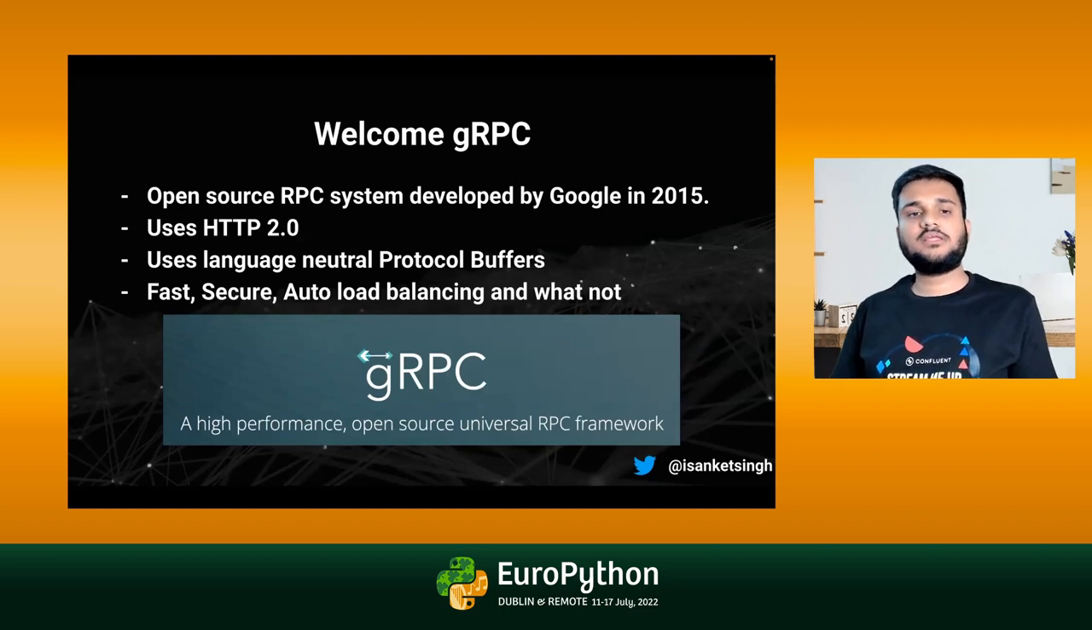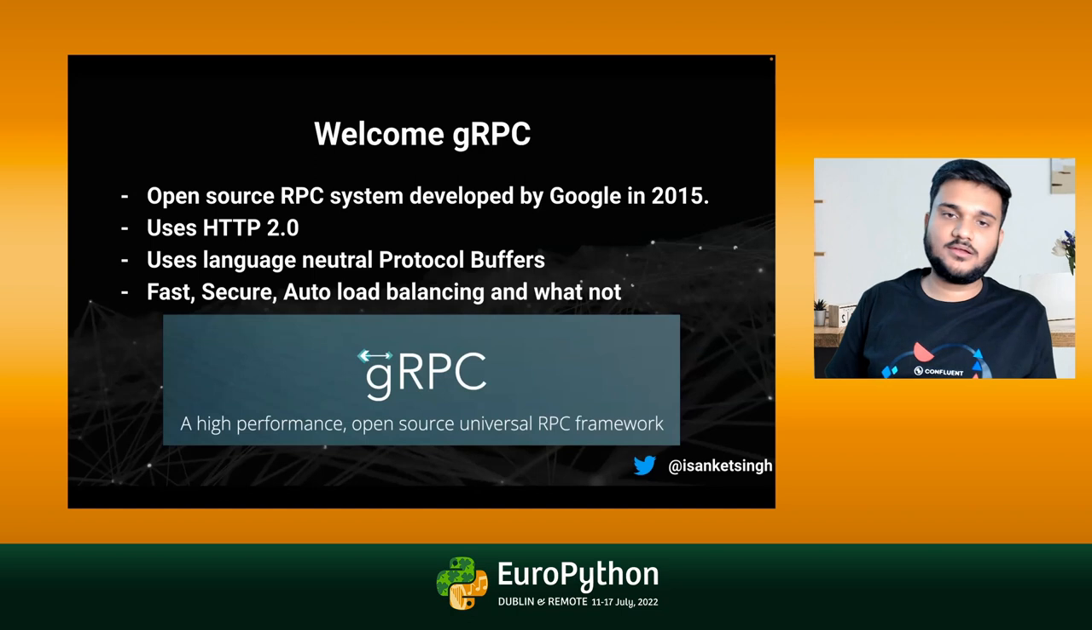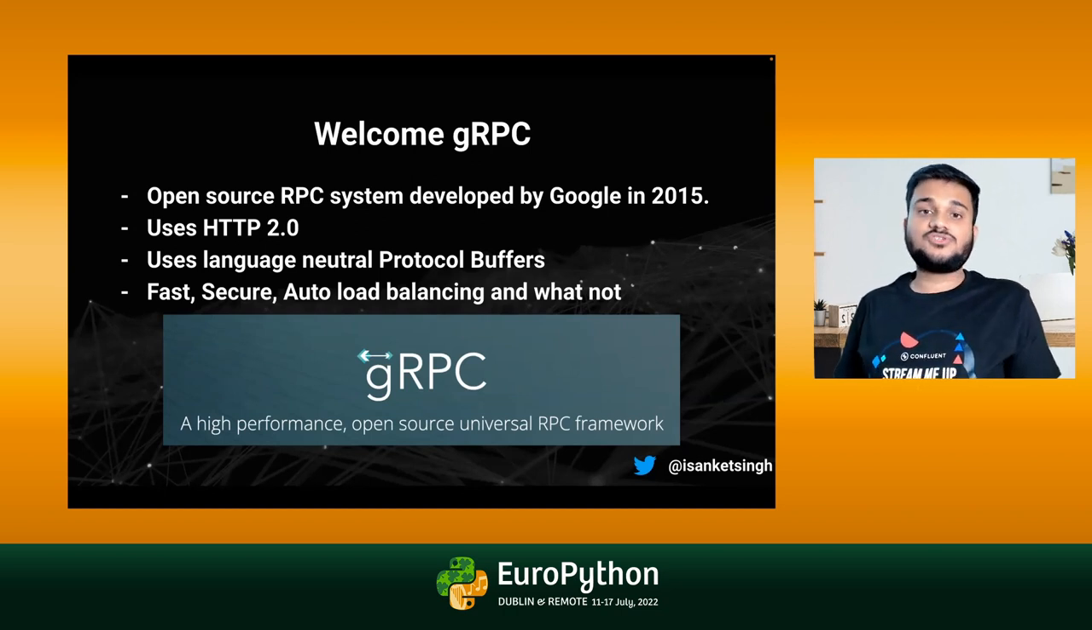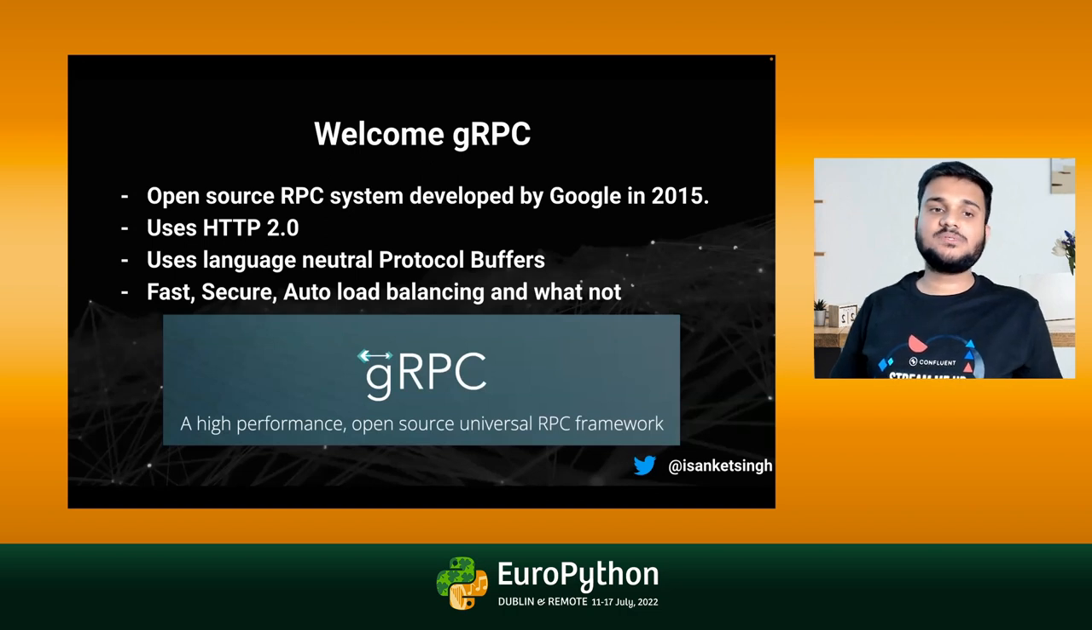But first of all, there is something new already present in the market. We would like to welcome gRPC. You must have already heard about RPC, remote procedure calls. So what is gRPC? gRPC is an open source RPC system developed by Google in 2015. By and large, it does the same thing that a normal remote procedure call does, with some added benefits and advantages. gRPC uses HTTP 2.0 out of the box.